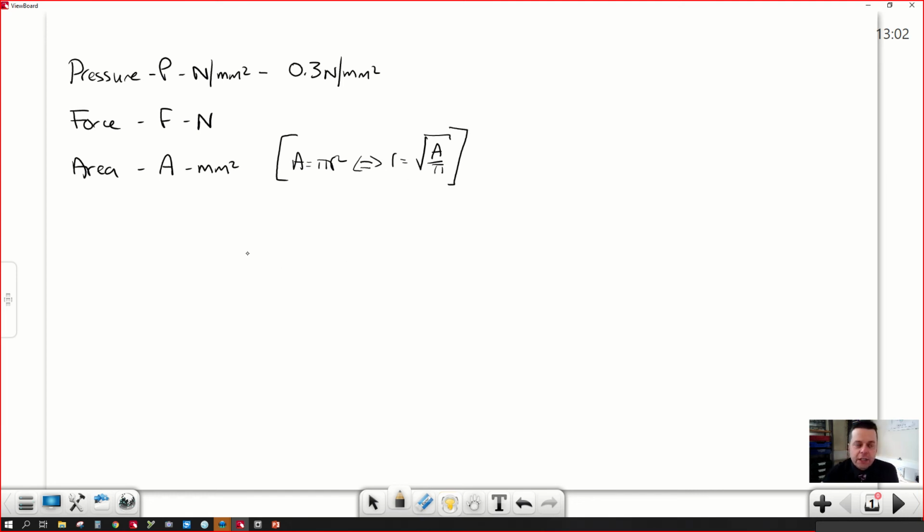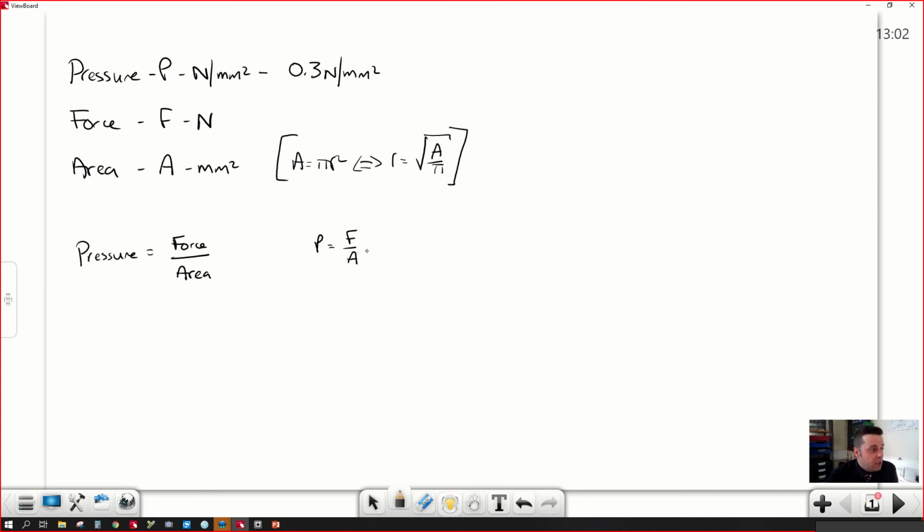So let's look at this in its most basic form. The equation that we use is pressure equals, I think this is Boyle's law, I'm not sure, force over area, or P equals F over A. It's in the data book. You should be able to rearrange this into the other two forms.